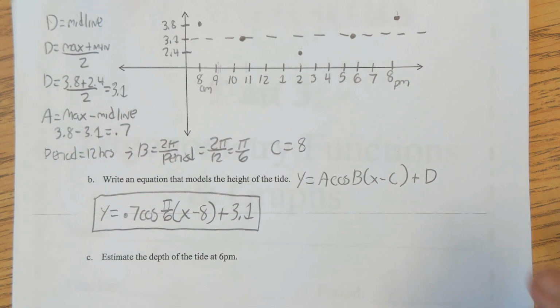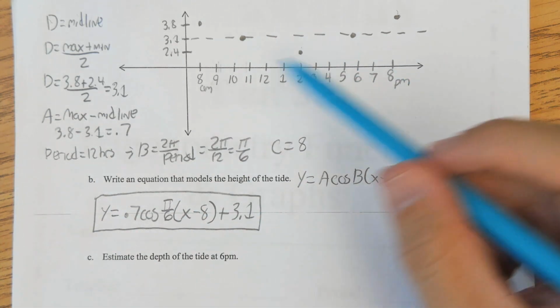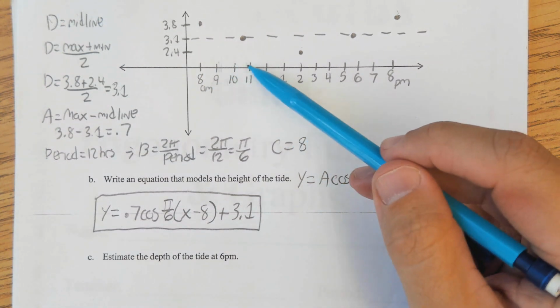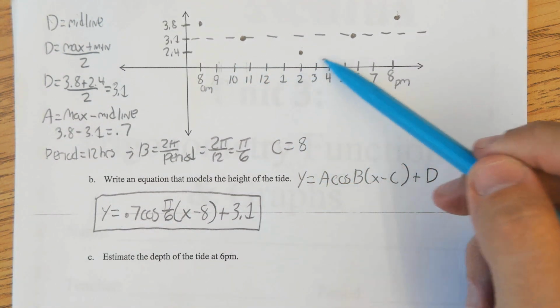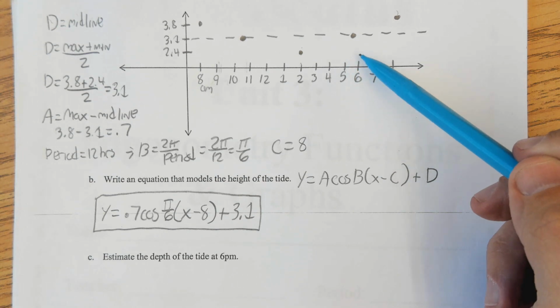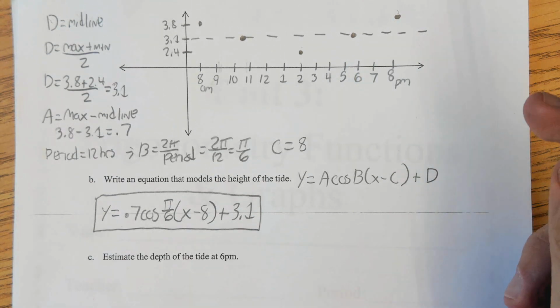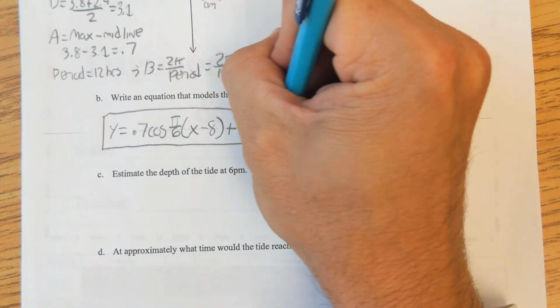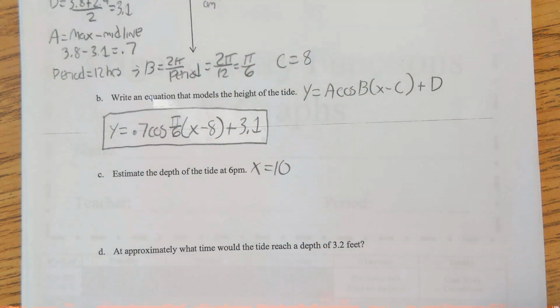All right, so estimate the depth of the tide at 6 p.m. Okay? So how many hours have passed to get to 6 p.m. when we started at 8 a.m.? So that would be 1, 2, 3, 4, 5, 6, 7, 8, 9, 10. Okay? So all we're doing here for this one is we're plugging in x equals 10.